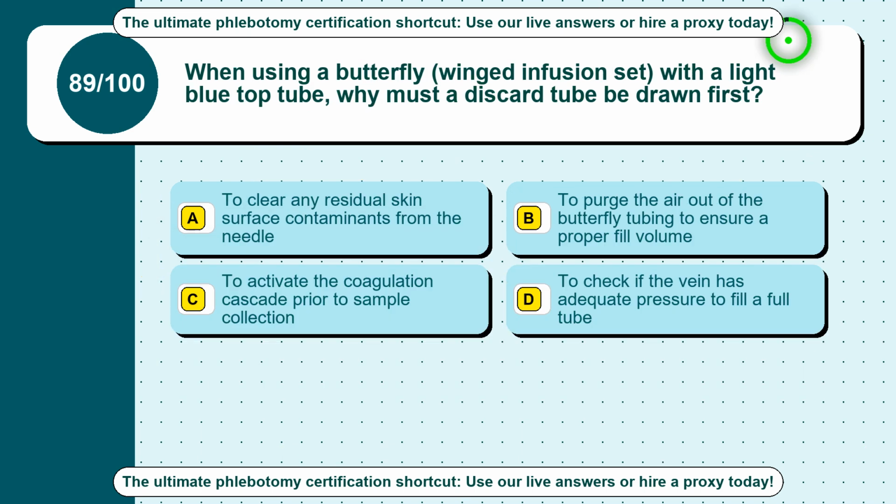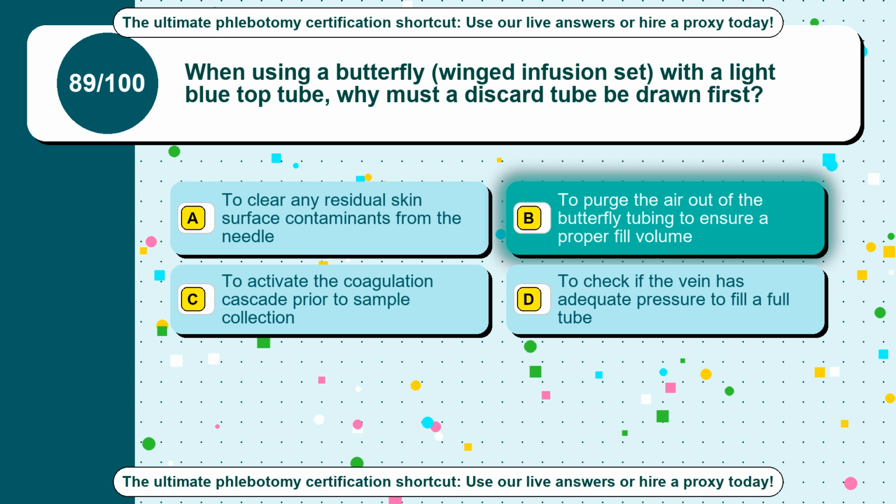Question 89. When using a butterfly winged infusion set with a light blue top tube, why must a discard tube be drawn first? Option A. To clear any residual skin surface contaminants from the needle. Option B. To purge the air out of the butterfly tubing to ensure a proper fill volume. Option C. To activate the coagulation cascade prior to sample collection. Option D. To check if the vein has adequate pressure to fill a full tube. The correct answer is option B.